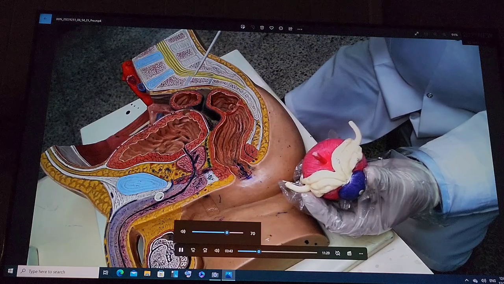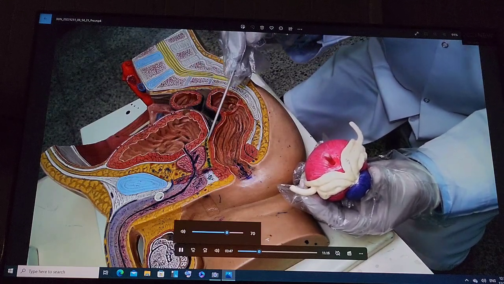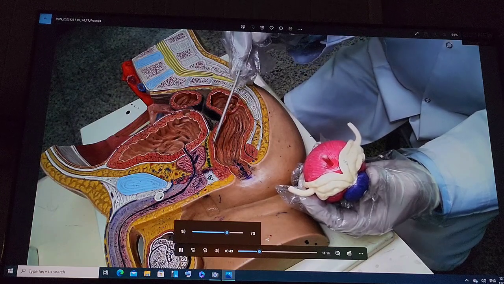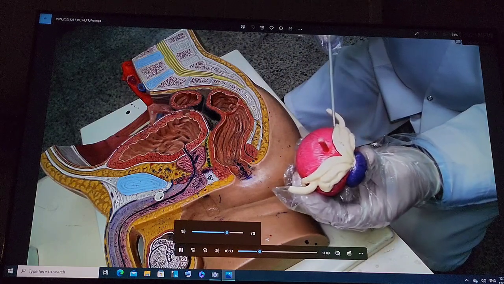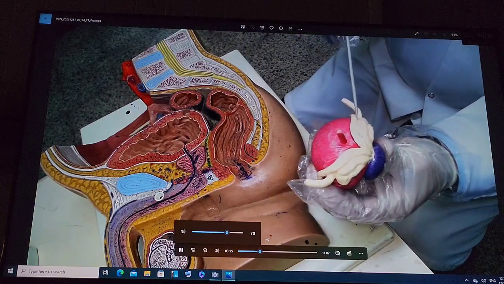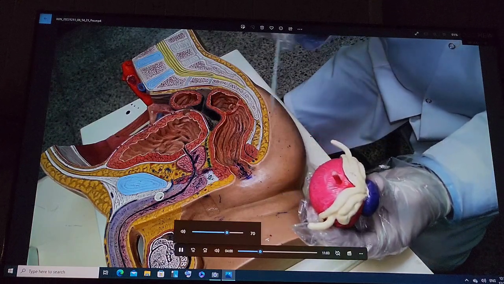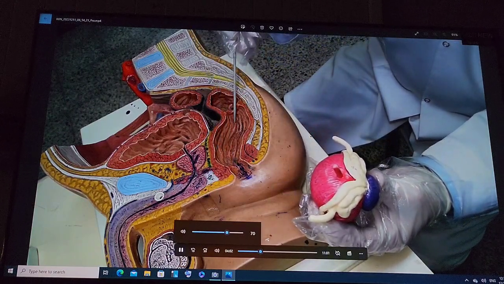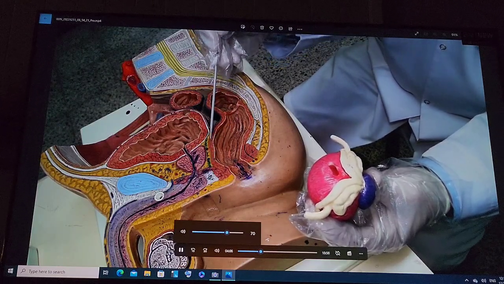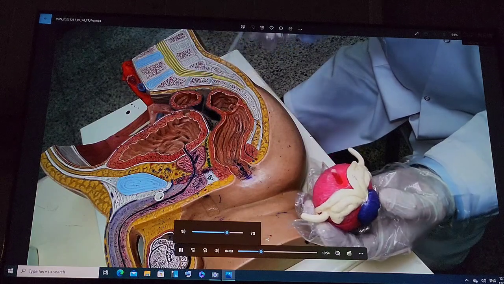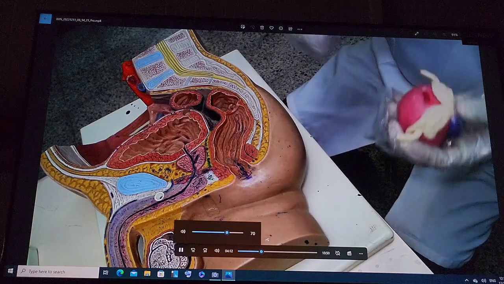On the posterior elevation of the urinary bladder in the male, we have the vas deferens, seminal vesicles, rectum, and the rectovesical fascia of Denonvilliers, while in the female it is separated by the vagina and part of the uterus.